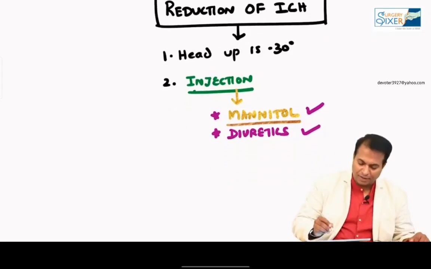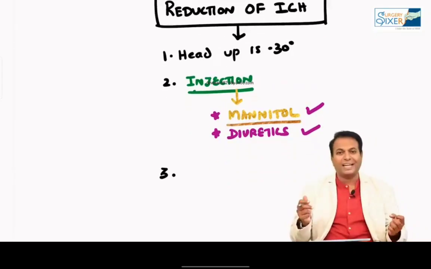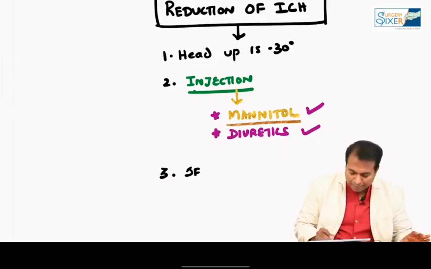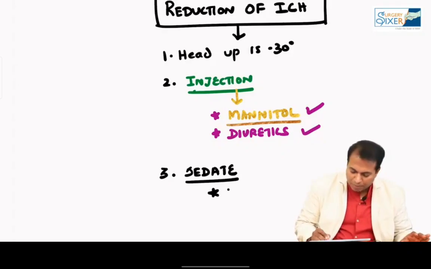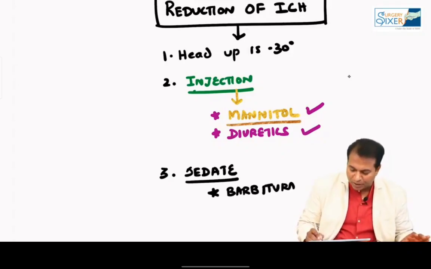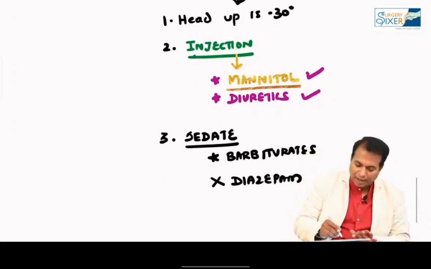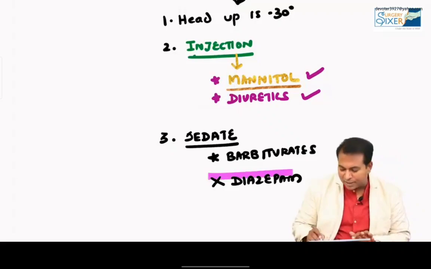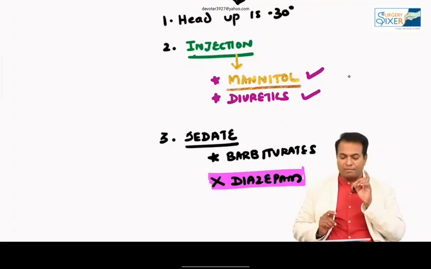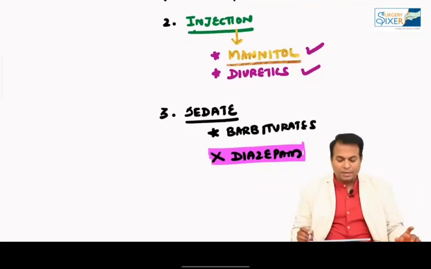Mannitol injection is given. Number three, the patient will be aggressive, irritated, so we should make them calm. How will you sedate them? For sedation, we will give barbiturates. What should you not give? Diazepam should not be given. I am highlighting with the pink color the things that should not be done in head injury trauma. Diazepam will suppress the respiratory center, so you should not give diazepam, but we can give barbiturates.